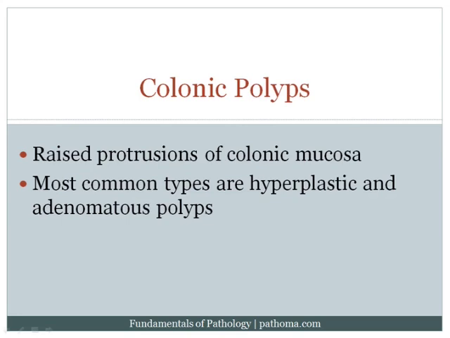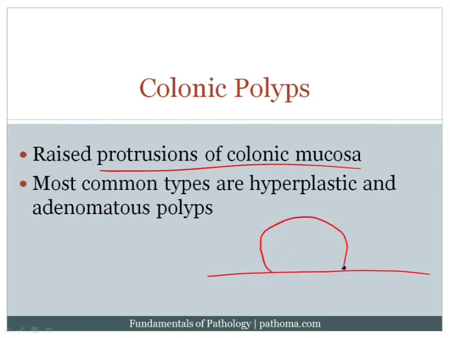The last discussion in this section concerns colonic polyps, and this is particularly high yield. Basically, with colonic polyps, you're dealing with a raised protrusion of the colonic mucosa, so that if this is the surface of the colon, we get this raised bump of the mucosa, and that's called a colonic polyp. There are two common types, and then there are some relatively rare types. We're going to focus on the two common types first.